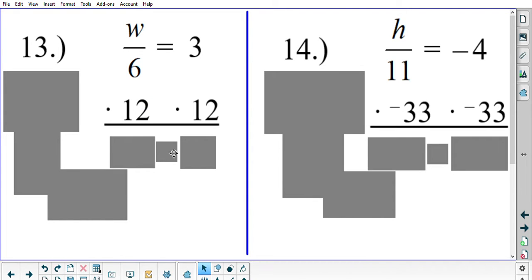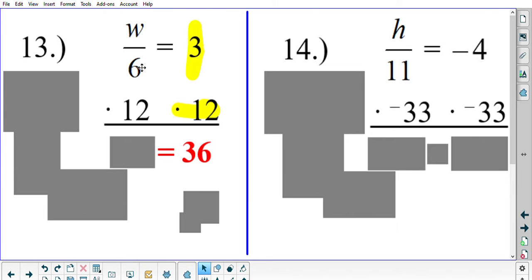So problem number 13, very first thing we should do is find that equal sign, bring it straight down. The right-hand side of the equation is pretty simple. I'm just taking 3 and I'm going to multiply it by 12. That's really simple. That's just going to give you 36. But the left-hand side, this is much more interesting. W over 6, a fraction, which technically means W being divided by 6. And then we're going to multiply that by 12.